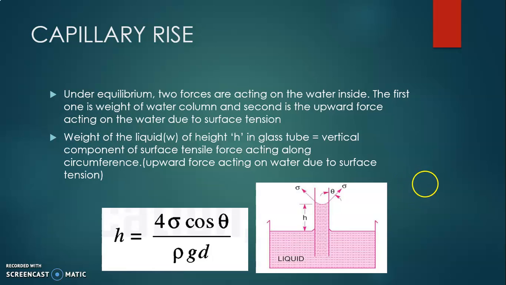Sigma is the surface tension which is acting tangentially to the liquid surface. So we will resolve it into horizontal and vertical components. This is the angle theta. So the horizontal component is sigma sin theta and the vertical component is sigma cos theta.